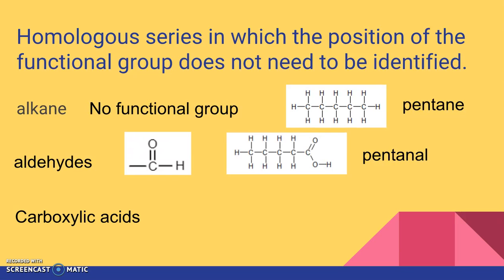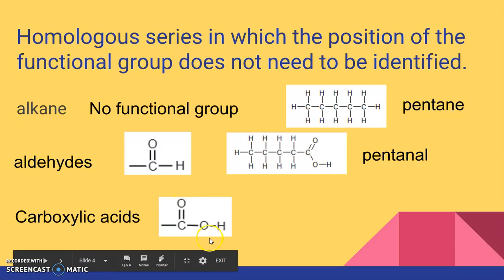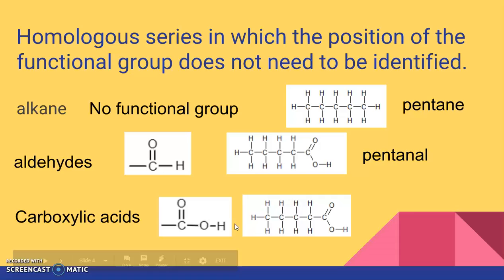The last functional group that we do not have to specify is the carboxylic acids, which is also at the end of the chain. Here you can see an example, and the name of this carboxylic acid will be pentanoic acid.